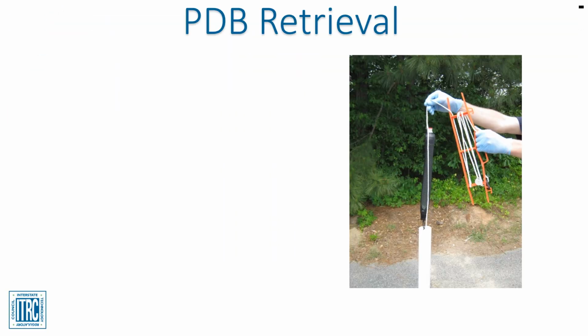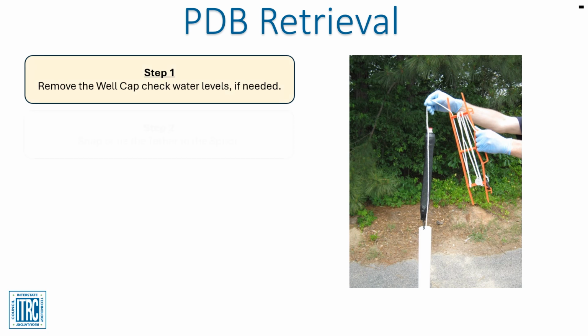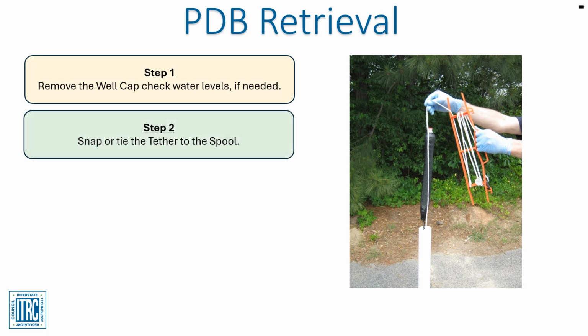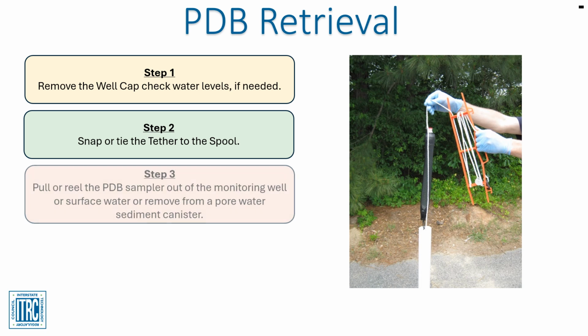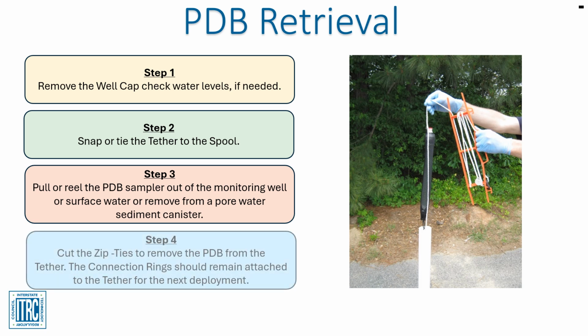When it's time to collect the PDB sample, remove the well cap and collect water level measurements if needed, before removing the PDB. Connect the tether to the reel. Pull the PDB sampler out of the monitoring well or surface water by winding the suspension tether on a spool or frame. Secure the tether above the ground and snip the zip ties to remove the PDB from the tether. The connection rings should remain attached to the tether.